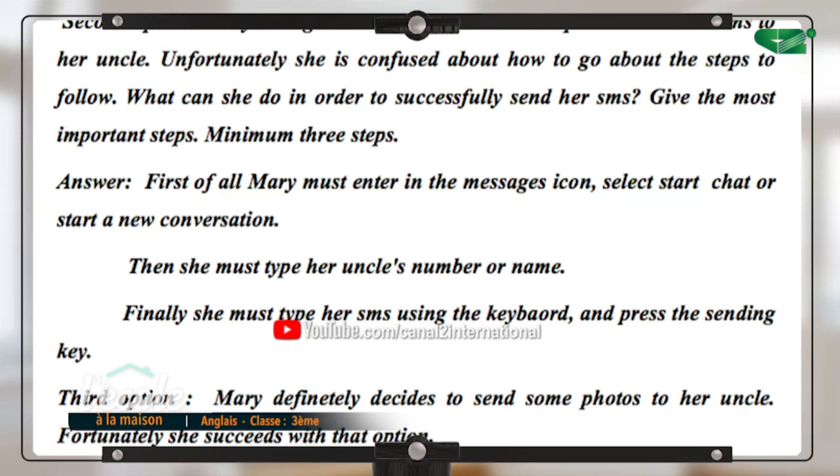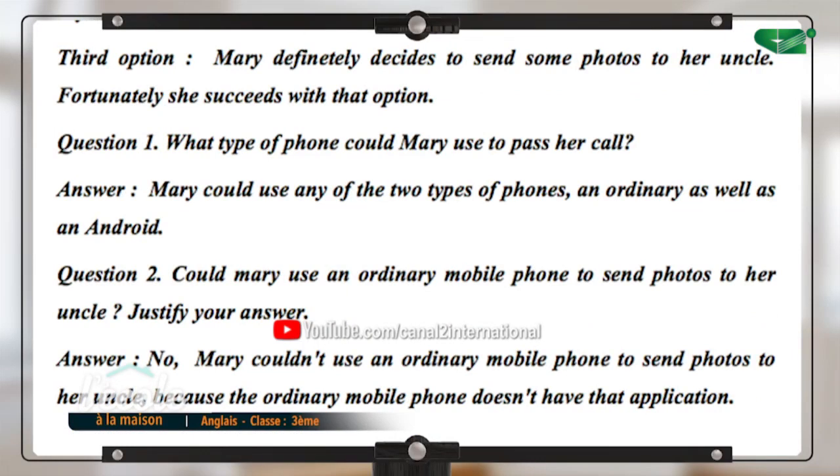Let's go to the third option. Mary definitely decides to send some photos to her uncle. Fortunately, she succeeds with that option. Congratulations for Mary. But that's not all. The question that follows: what type of phone could Mary use to pass her call? The answer is Mary could use any of the 2 types of phones. We mean an ordinary mobile phone or an Android mobile phone.